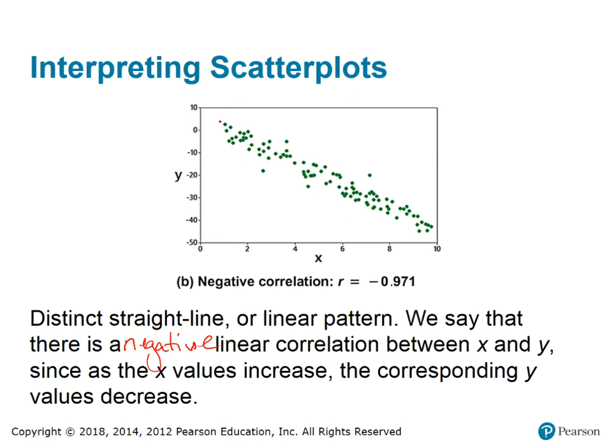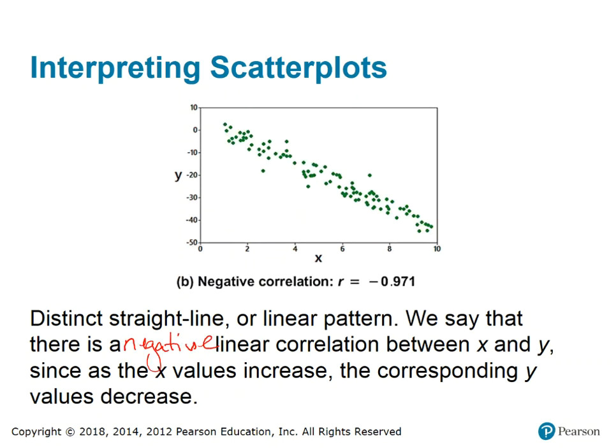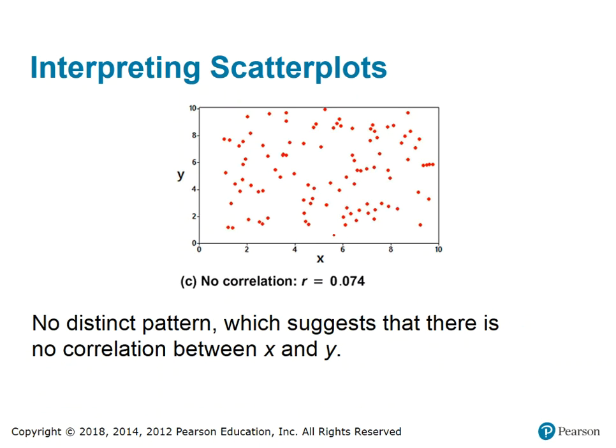In this next one, I have a negative slope. It's going downhill, so you can see that my R is negative. This group is more tightly bunched. And notice on this one that the R value, excluding the negative, is definitely a much higher number. 0.971 is definitely greater than 0.859. In this one where I have my points all over the place, I have a very small R number. 0.074 is a very small R number.